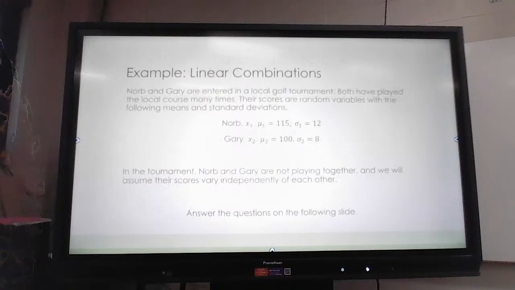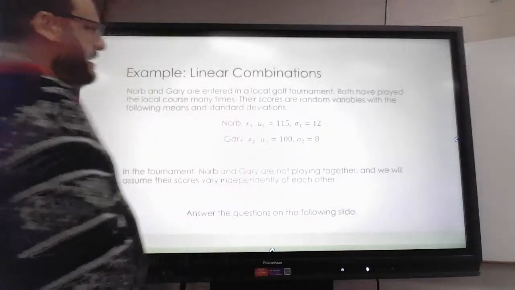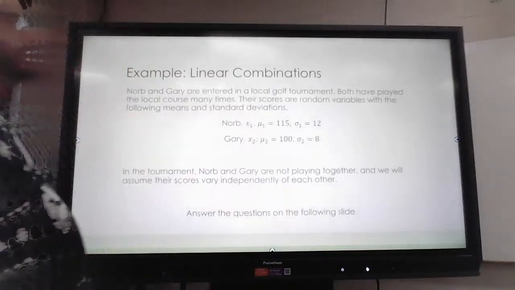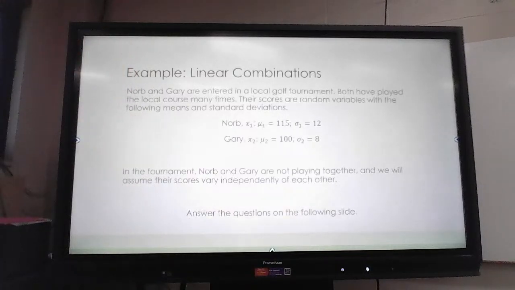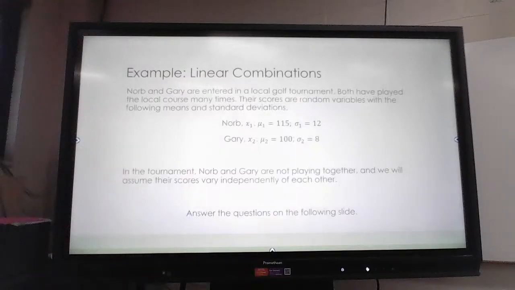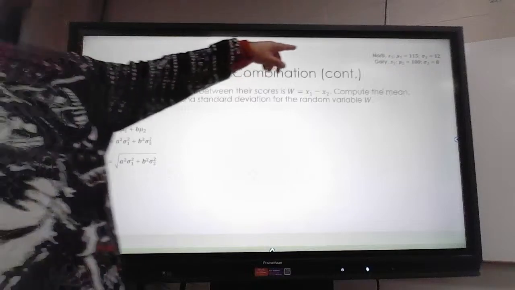So let's look at an example. Norm and Gary are entered in a local golf tournament. Both have played the local course many times. Their scores are random variables with the following means and standard deviations. So here's Norm's values. His average is 115, and his standard deviation is 12. Gary's average is 100, and his standard deviation is 8. In the tournament, Norm and Gary are not playing together, and we will assume their scores vary independently of each other. So this is just to establish that we're going to use the formulas from linear function and linear combination in the previous slides. So again, here are their scores.